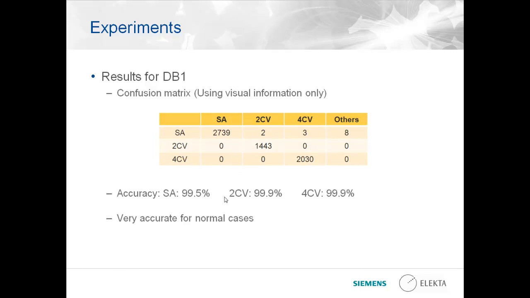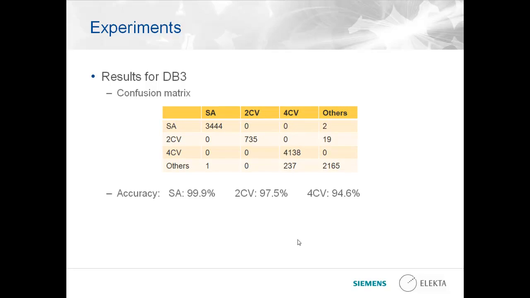So here is the confusion matrix for database 1, and as you can see, after several iterations of training and testing, we reached a very accurate stage of the landmark detection system, which has over 99% accuracy for each kind of view. And this is the confusion matrix for the third database, which includes over 10,000 testing images. And as you can see, by fusion of the visual and the DICOM header information, we can get very high accuracy in this very large unseen database.